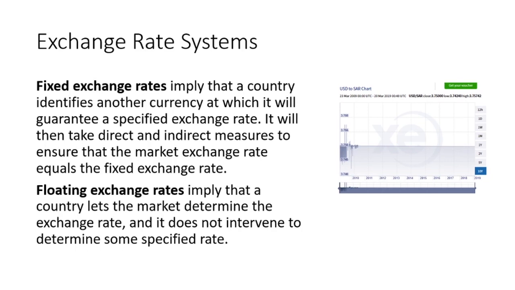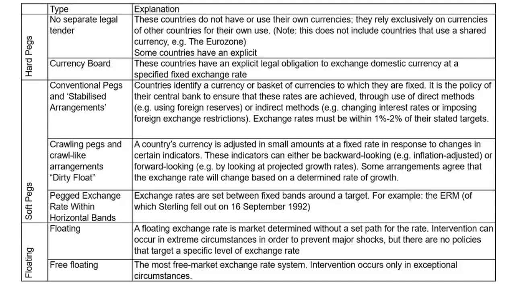The other type of system that you'll want to know about is a floating exchange rate. This implies that a country lets the market determine the exchange rate and it does not intervene to determine some specified rate. Now, if you really want to get into this, you can see that there are lots of other different types of differentiators amongst fixed and floating exchange rates.